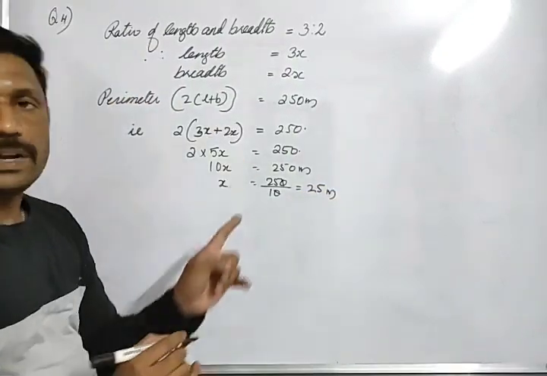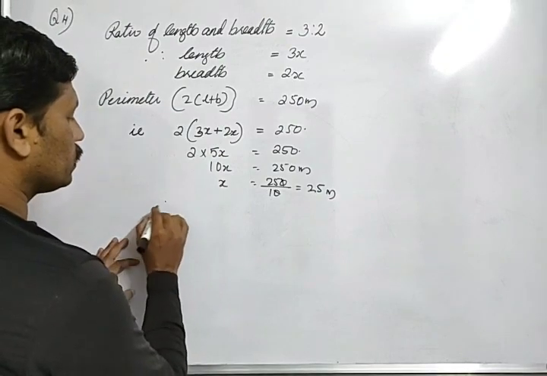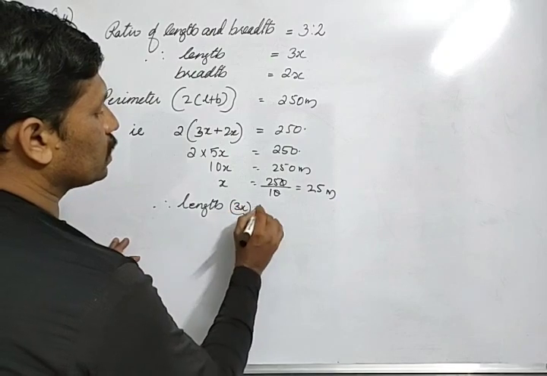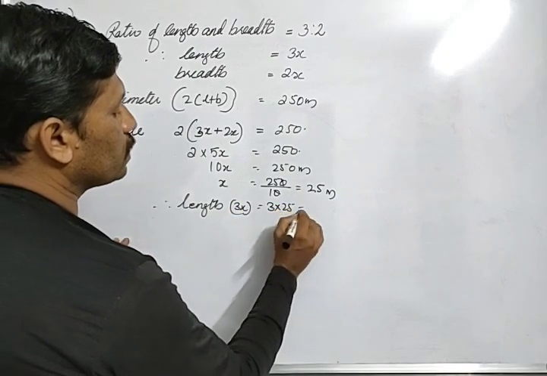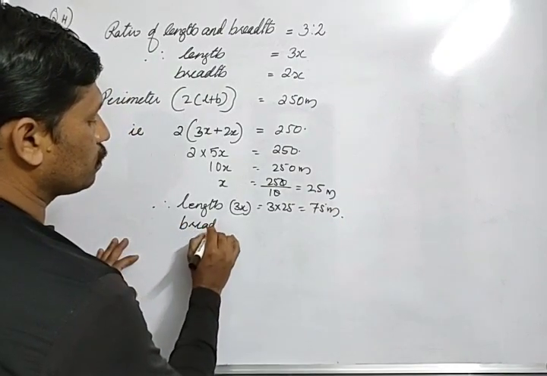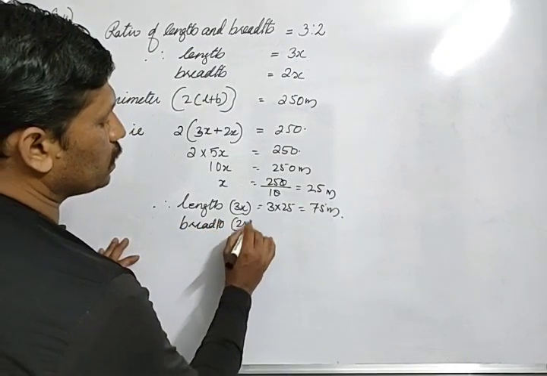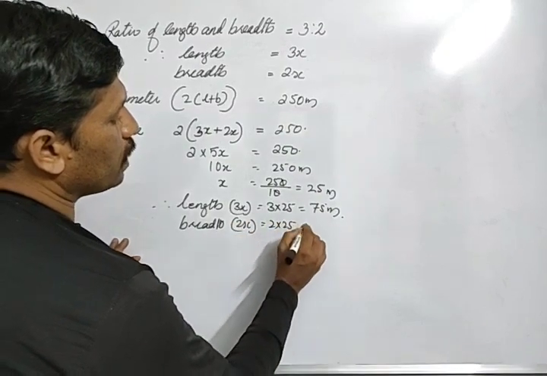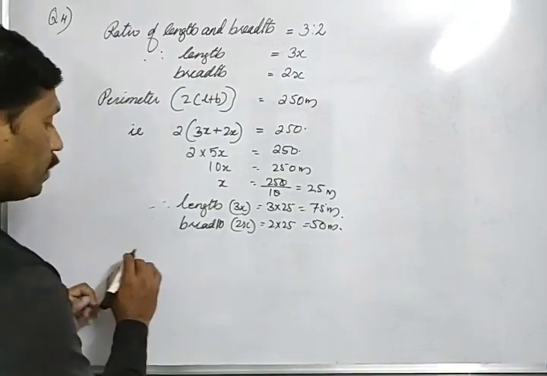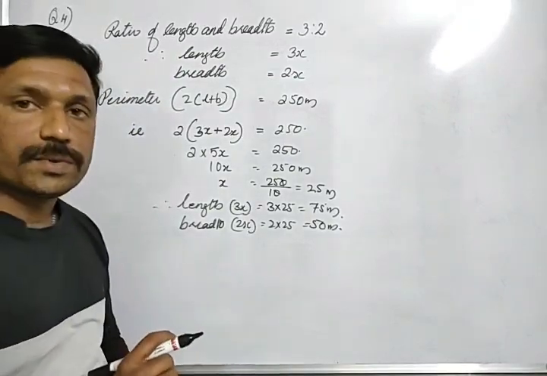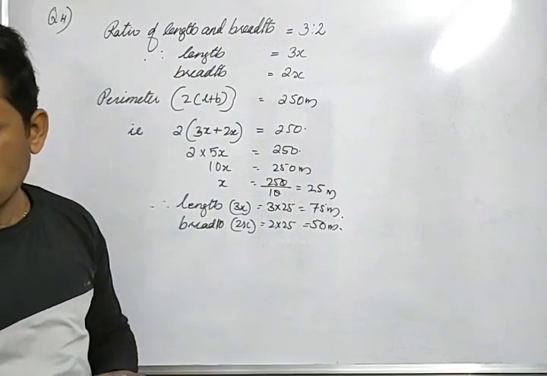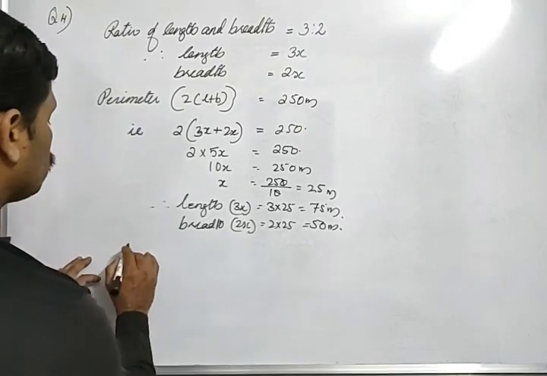That means x value we got 25 meter. Therefore, length 3x is equal to 3 into 25, that is equal to 75 meter, and breadth 2x, that is equal to 2 into 25, that is equal to 50 meter. Now we got the length and the breadth of the field. Therefore, we can find out the area, because cost of reaping means area into cost per unit. So next we find out the cost of reaping.